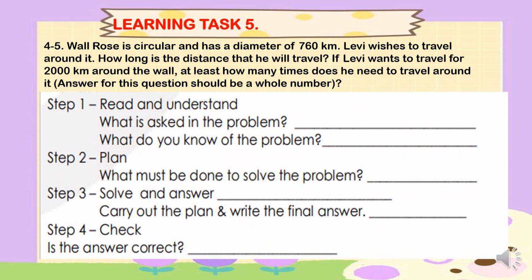So again, you have to follow the four steps in answering a word problem. Step 1, read and understand: what is asked in the problem, and what do you know of the problem. Step 2, plan: what must be done to solve the problem. Step 3, solve and answer: carry out the plan and write the final answer. And then the last step, step 4, check: is the answer correct? So this time you are going to answer it on your own, and you can use the information that we had discussed in solving for the circumference of the circle. So, good luck.